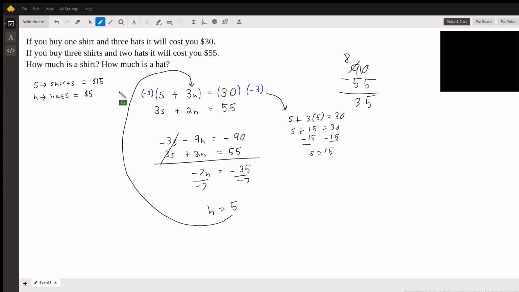And it's a good idea to check with these systems of equations problems if you can, just to see if your answers make sense. So if you buy one shirt and 3 hats, it will cost you $30. So one shirt is going to be $15 plus 3 times $5 for a hat, or 15 plus 15 together is 30. That checks. And then if you buy 3 shirts and 2 hats, so 3 shirts is going to be 45 plus 2 times 5 to get 10. So 45 plus 10 to get 55, and this checks as well.